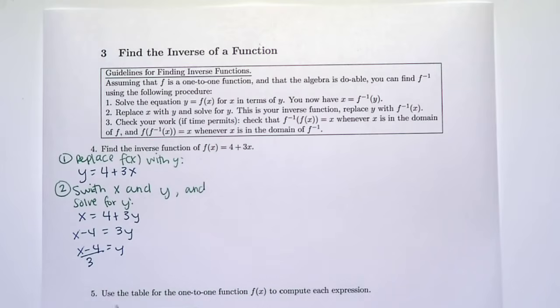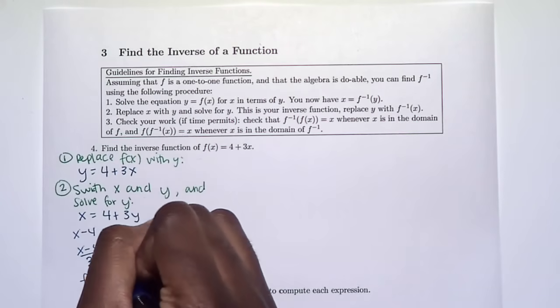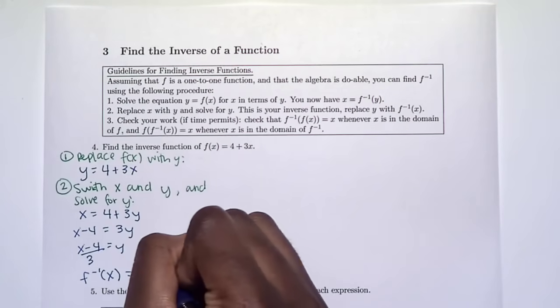All right, so what does this mean? This new y is our inverse function. So we can say that f inverse of x is x minus 4 divided by 3.